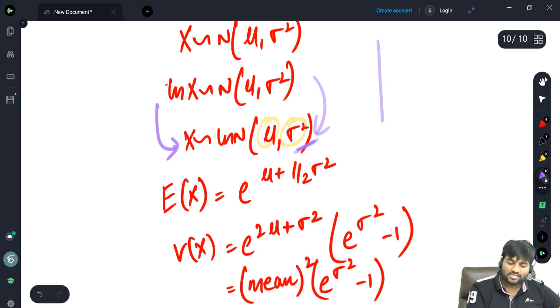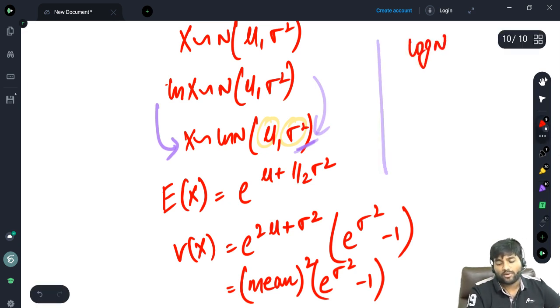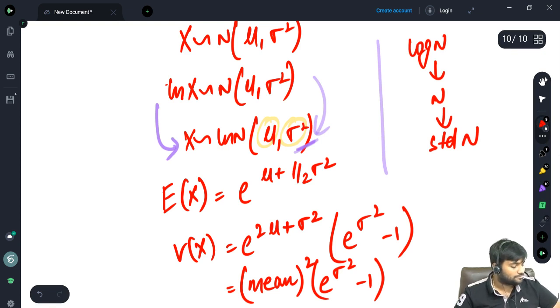So what is the process for conversion? From log normal, first we'll convert to normal and then we'll convert to standard normal.